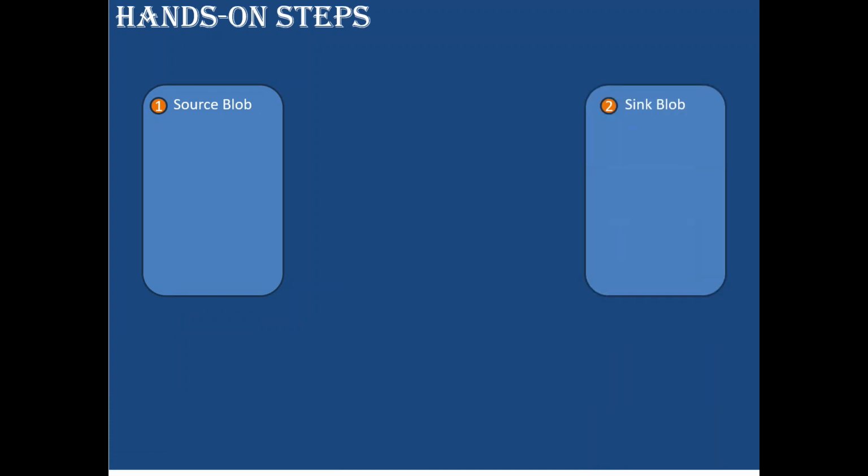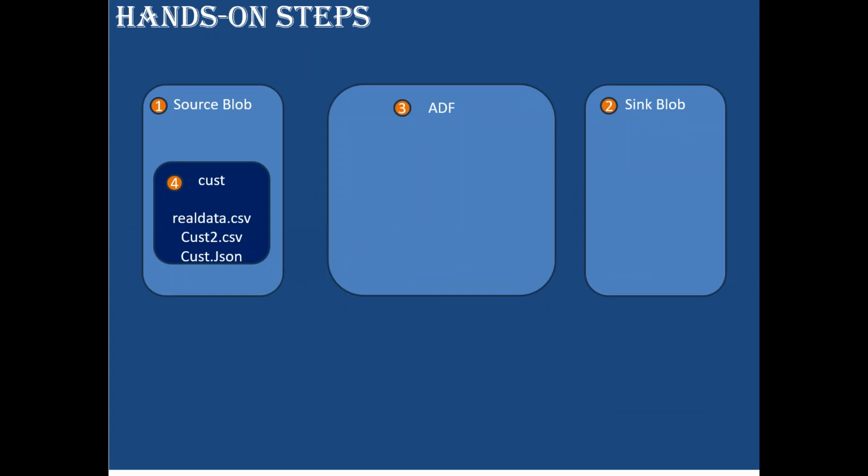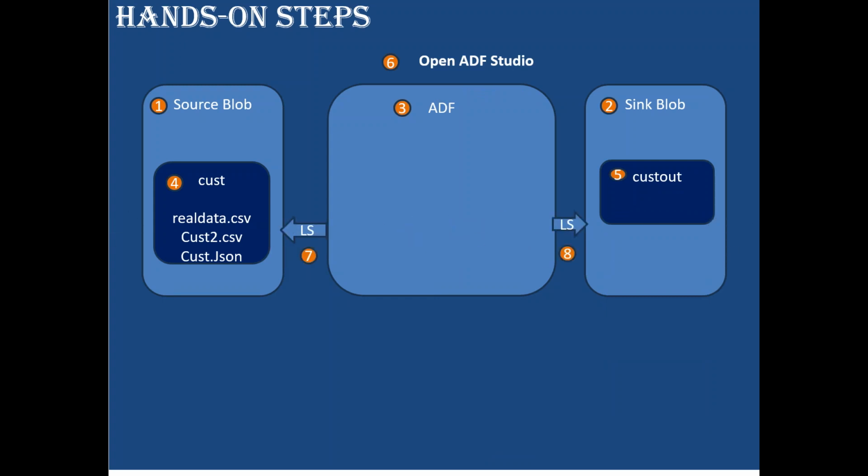Step one, I'll create a source blob. Step two, I'll create a sink blob. Step three, I'll create the ADF. Step four, inside the source blob, I'll create a container called Cloud Pandit or Cust, anything. Under that you can upload the different types of files. These are sample files I have shown you; in the real scenarios I'll show you the different types of files that I am going to load. On the sink side also I can create the container. Then the sixth step is to open Azure Data Factory and create two linked services, one source and one sink, so steps 7 and 8 will be completed. Again, create a source dataset and a sink dataset, so steps 9 and 10 will be completed.